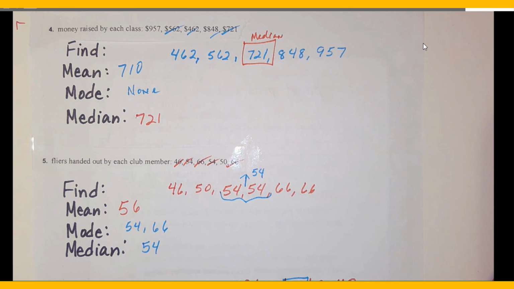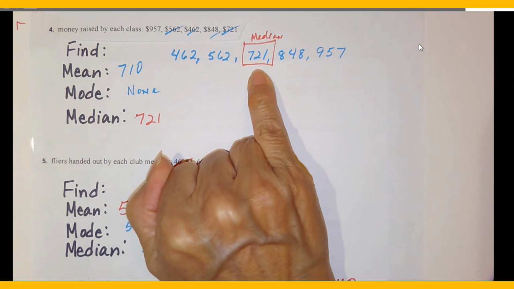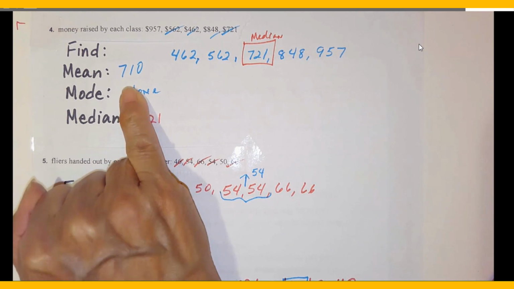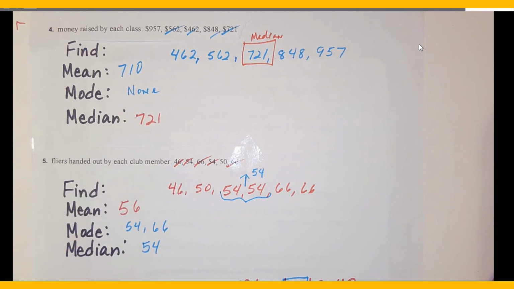Okay, students, you pretty much know how to do these. I want to move on to the last one, but these were the answers for number 4 and number 5. For number 4, your median was 721, there was no mode, and the mean was 710. And number 5, the mean was 56.